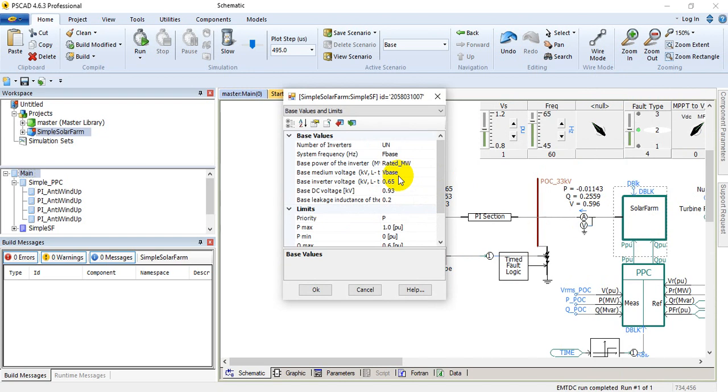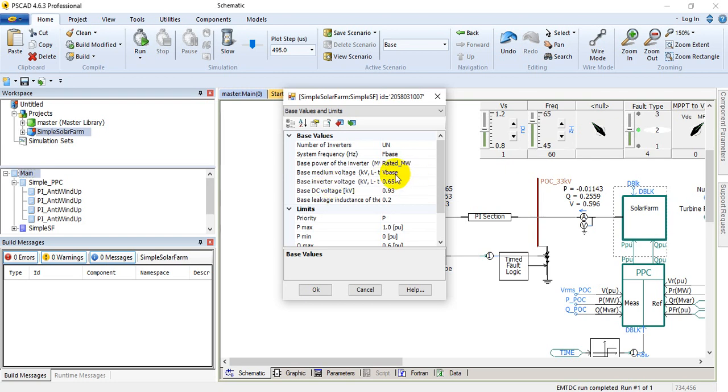So sometimes, for example, for a manufacturer model, you can't see this type of information. Only some information is available and some is encrypted inside the Fortran code. So it depends upon the type of modeling that you are doing.